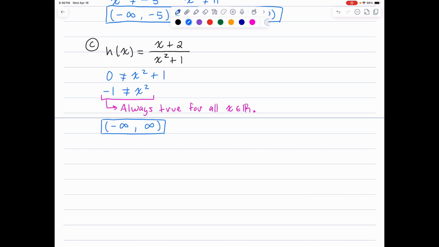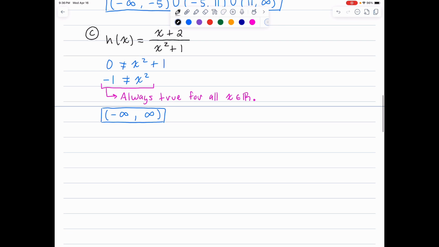So now we can find the domain of rational functions. So let's talk about vertical asymptotes. Okay. So vertical asymptote.